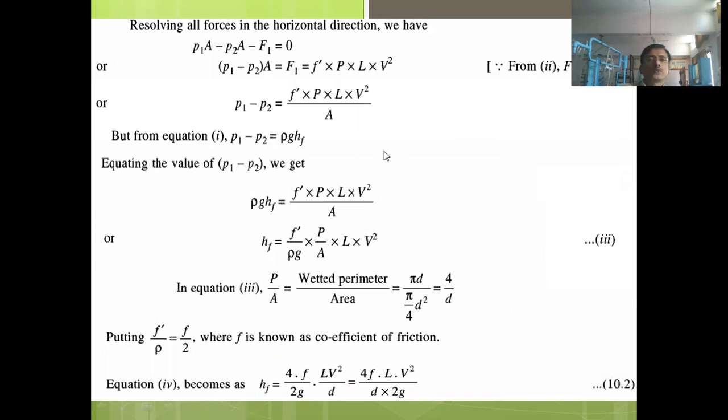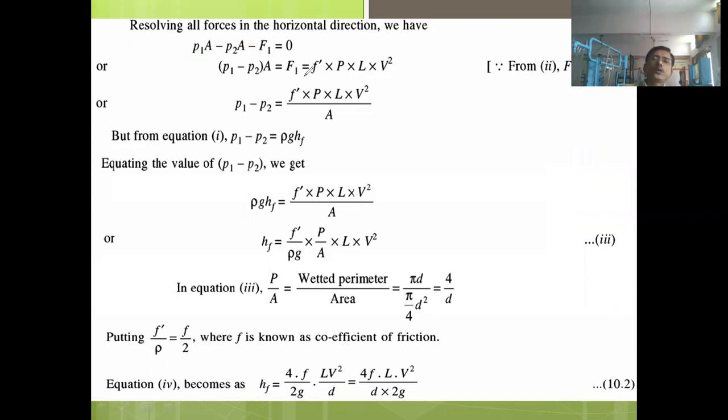Resolving all the forces in the horizontal direction we get, you can see here, just now I have written this equation. P1A is the force acting toward the right. This is acting toward the left, this is acting toward the left, that's why minus, minus, is equal to 0. Okay, under equilibrium condition, this equation we will get. Now area is common, we can take A common here, P1 minus P2, we can write here like this, is equal to F1, right?